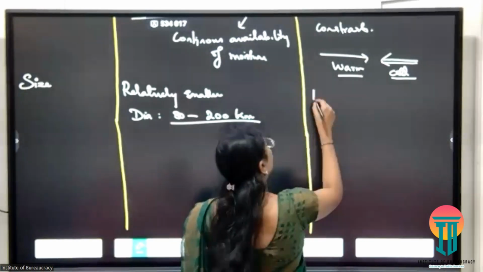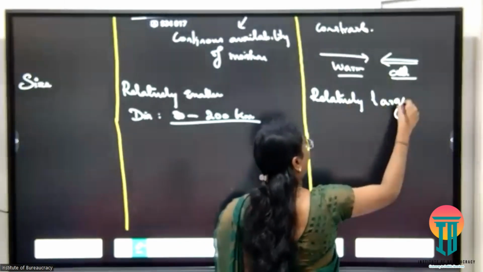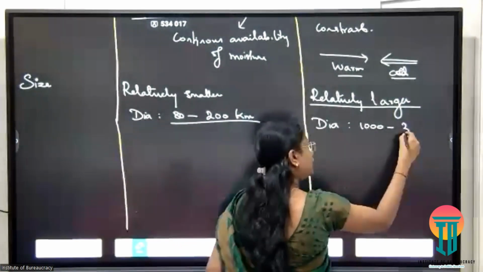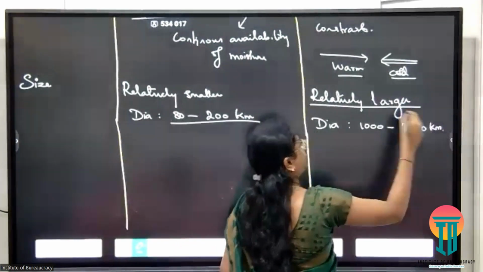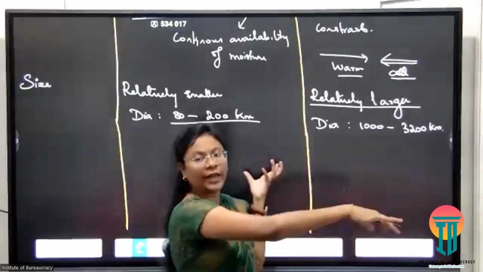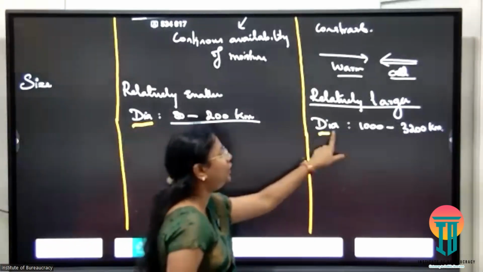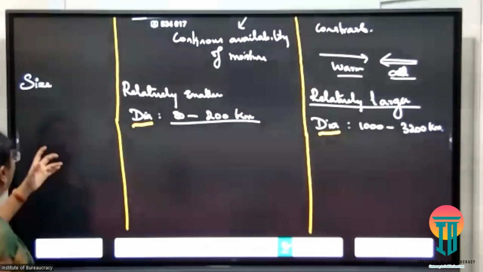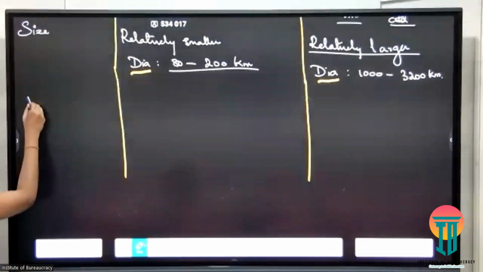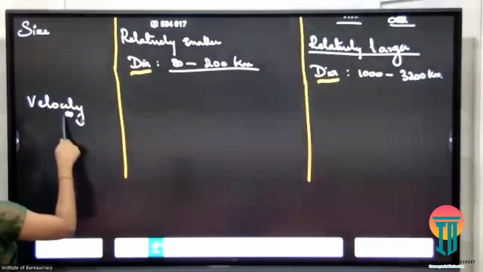Whereas temperate cyclones are relatively larger. The average diameter falls approximately between 1000 and 3200 kilometers, meaning hundreds of tropical cyclones can fit into the area of one temperate cyclone. They are very large. Now comes velocity. I will write velocity at the end.